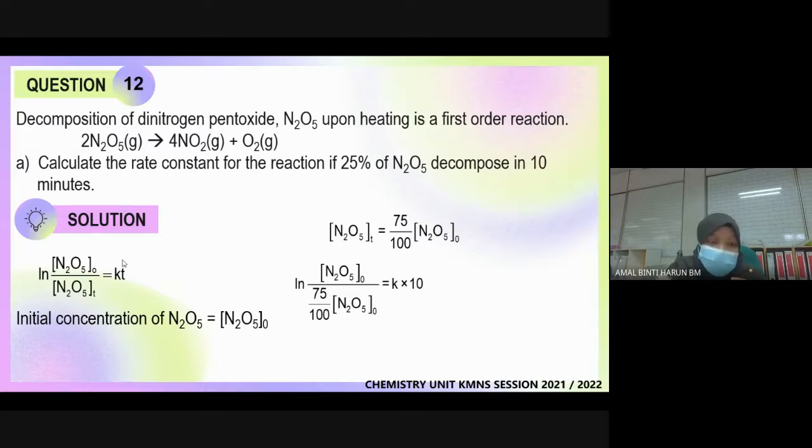I substitute. Initially, it is 100%. After 10 minutes, 75%. Substitute that 70. And then K, we want to find K, t is 10 minutes. Just put 10 minutes. So when we substitute, we will get K equals 2.87 exponent negative 2.